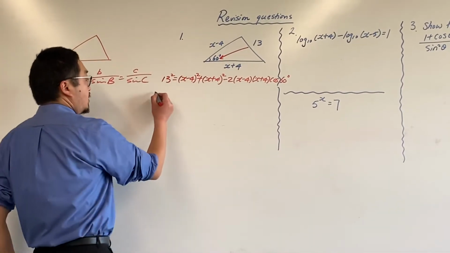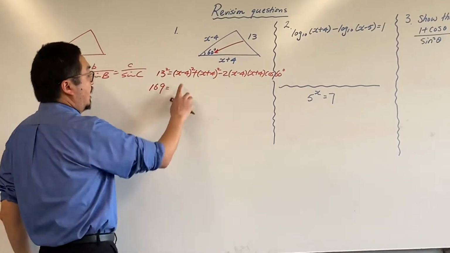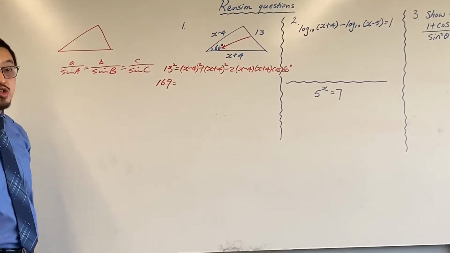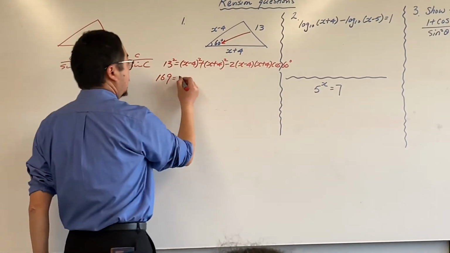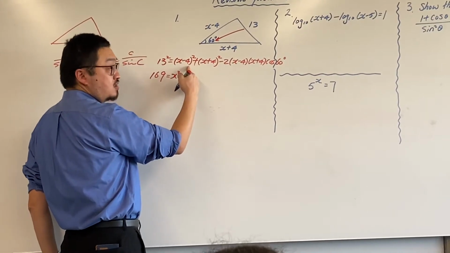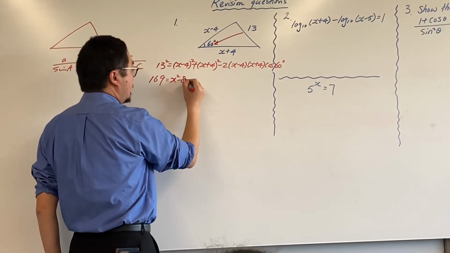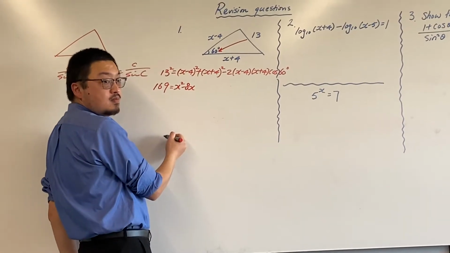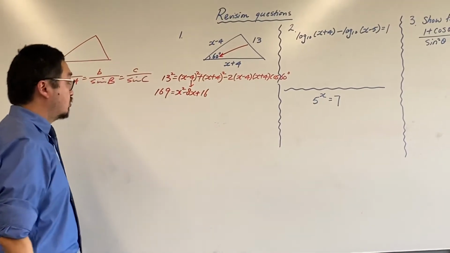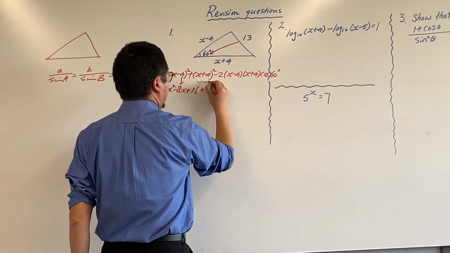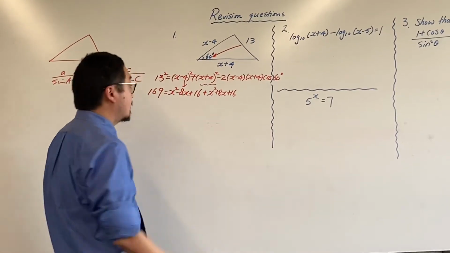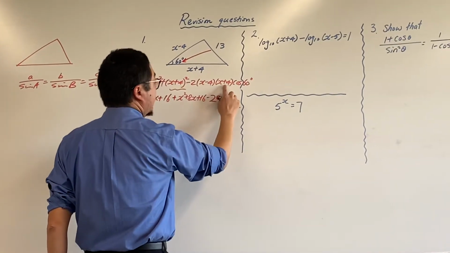So 13 squared is, now I'm going to expand brackets. All the rest is pretty much just term 1 algebra skills. So what do I get? 2ab, which is negative 8x plus 16. From here to here, by now people should be really confident. Next bracket, x squared plus 8x plus 16. Is that okay? Yeah. Minus 2 times (x plus 4)(x minus 4).